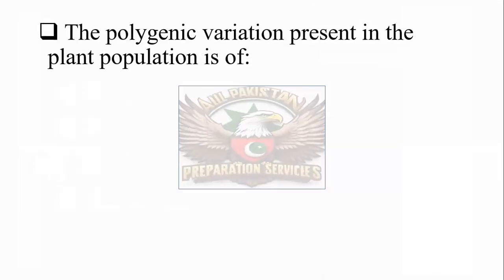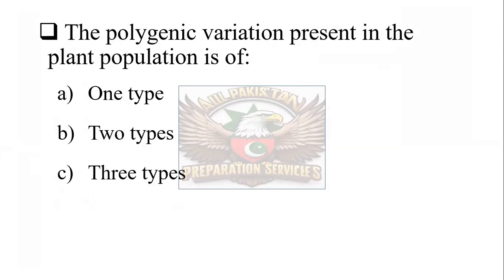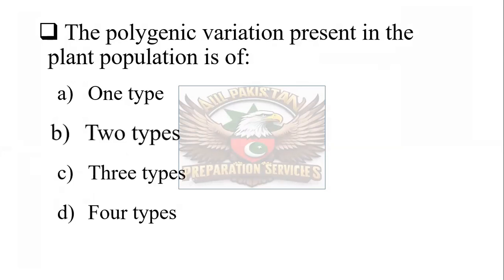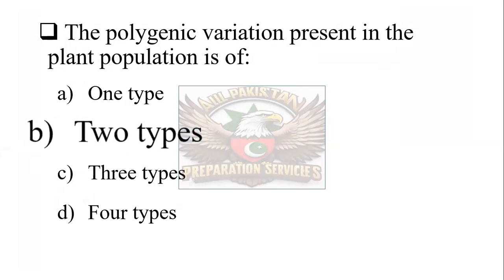Polygenic variation present in the plant population is of one type, two types, three types, or four types. The correct one is two types. Polygenic variation present in a plant population is of two types.